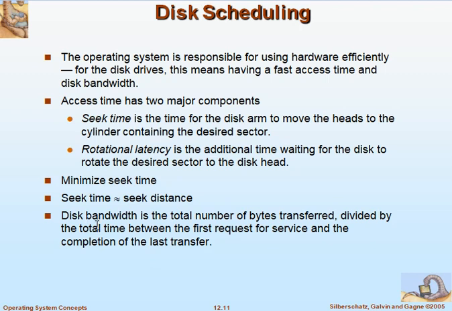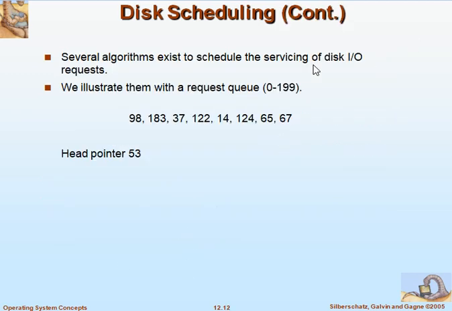So what is disk bandwidth? It is the total number of bytes transferred divided by the time taken from the first request until the last data transfer. That ratio is called the disk bandwidth. There are several algorithms available that can be used for disk scheduling to service the disk IO requests. So we illustrate all those algorithms with a request queue.